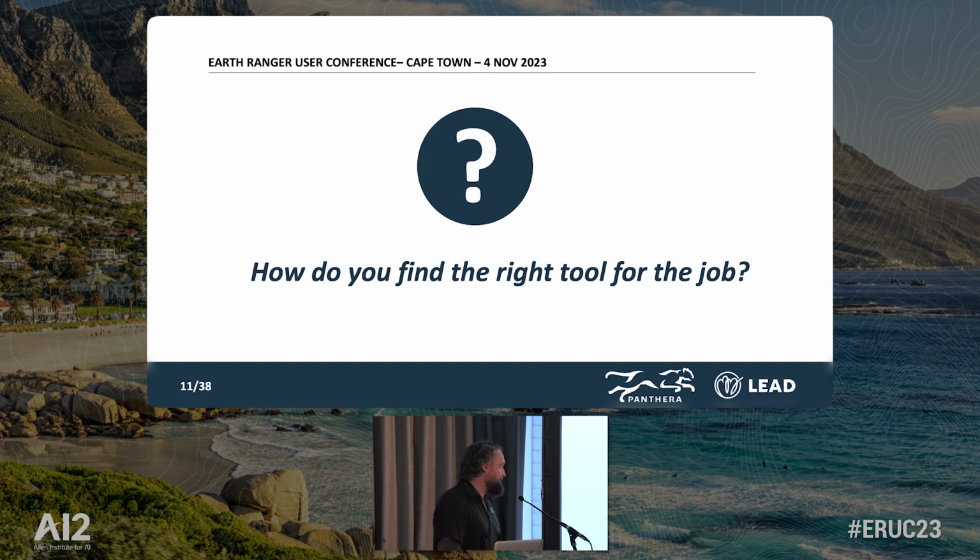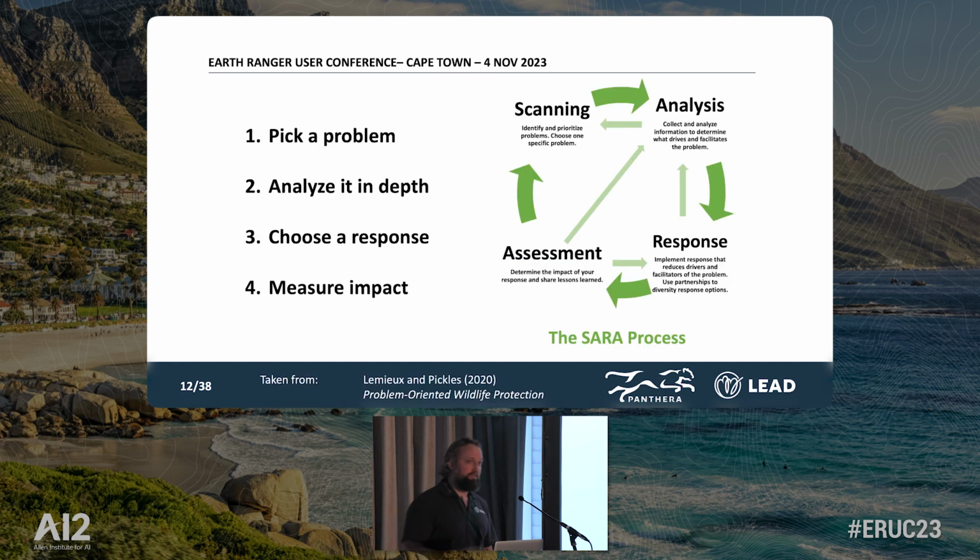Well, the problem-oriented policing approach developed something called the SARA process. It's just a way of working through a problem, not too dissimilar from adaptive management, but this was developed specifically for crime prevention and public safety. It's pretty simple. It's called SARA because it's scanning, analysis, response, and assessment. In general, it's: pick a problem, analyze it in depth, choose a response, and measure the impact.